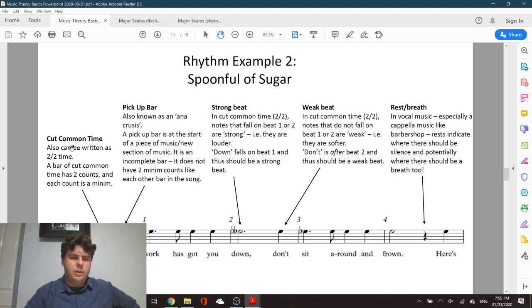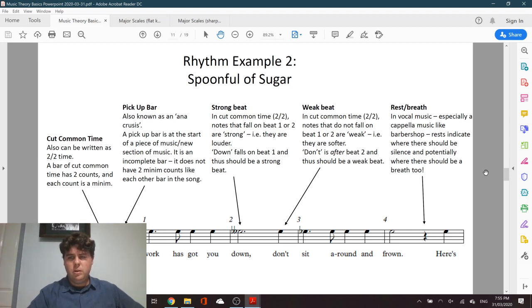So what's cut common time? Cut common time can also be written as 2/2 time. So instead of, say, 4/4, you can write cut common as 2/2. So what does that mean? It means in each bar there are 2 counts. That's what the top number means. The bottom number, which is also a 2, means that each of those counts is a minim.